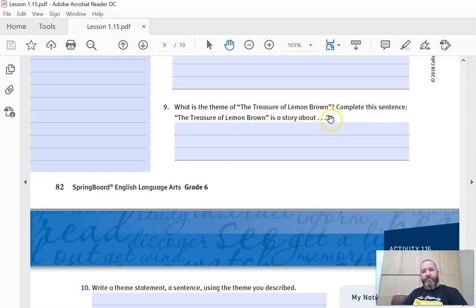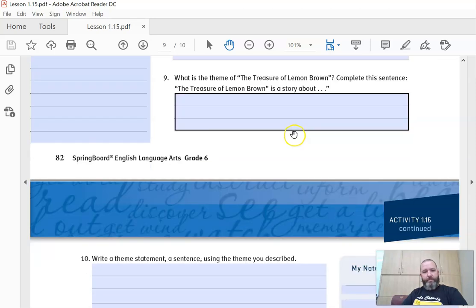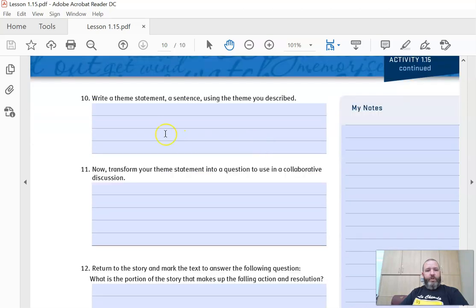I don't like that sentence phrase too much. You want that big idea, the big goal. What does Greg learn? That's the theme there. I'll help you out. What does Greg learn in this story? That's kind of the theme. Well, there's more than one theme, but it's mostly from Greg's point of view. Write a theme statement, a sentence using the theme you just described.